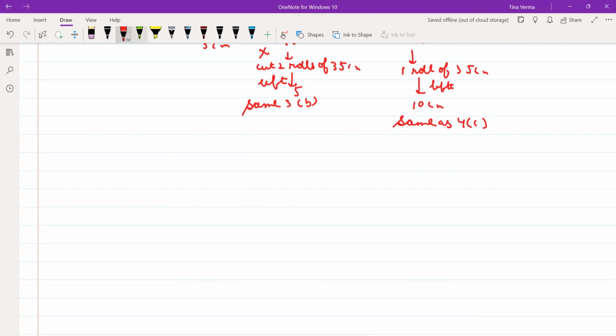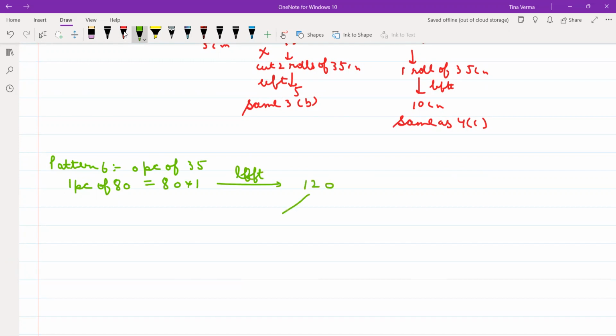Now we will increase the pattern for your 80 centimeter. 0 piece of 35. 1 piece of 80. So that you have 80 into 1. So you are left with 120. So from 120, you can discuss 2 cases. That either you can cut 90 centimeter roll. Then you will be left with, because you can cut only 1, 30.